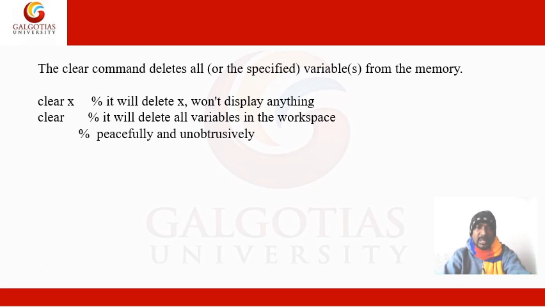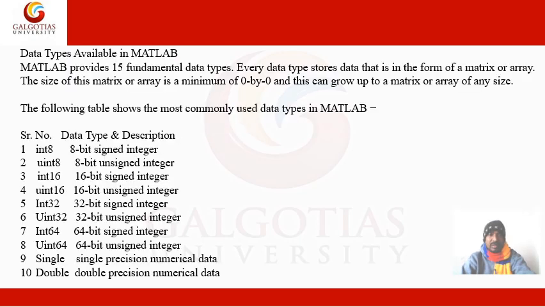The clear command deletes all the variables from the memory. So clear x, with the percentage symbol for a comment, will delete x and won't display anything. Clear alone will delete all the variables in the workspace. If I give clear followed by a variable name, it will delete only that variable. If not, it will delete all the variables.